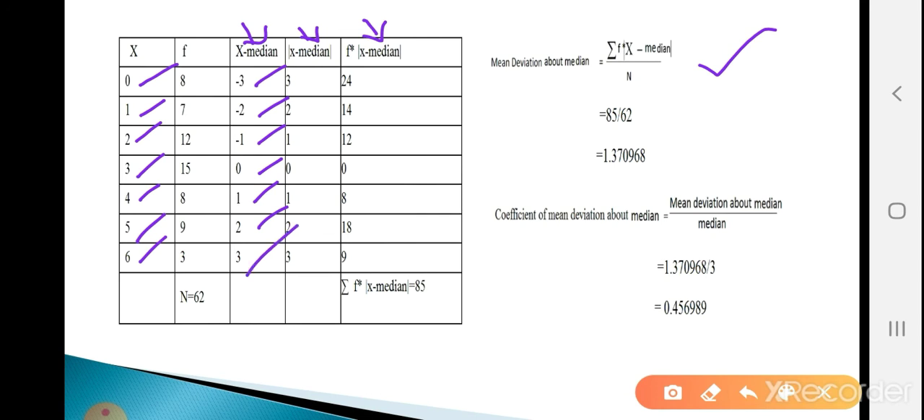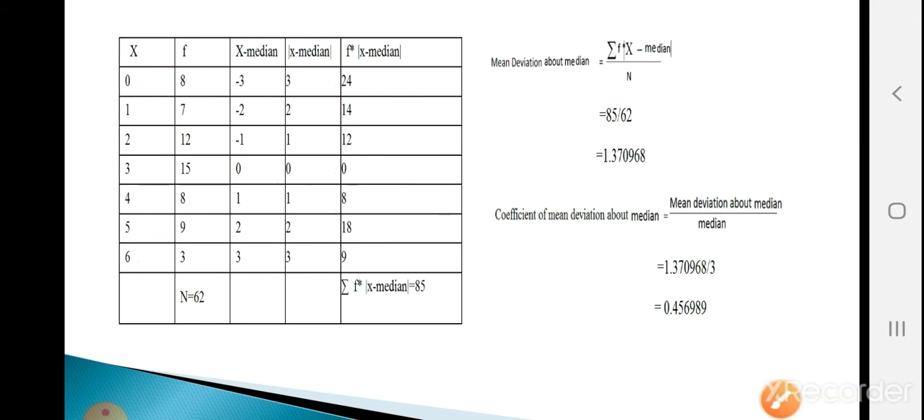Now take the absolute values of x minus median. So the first value of x minus median is minus 3, so the absolute value is 3. Then minus 2, 2. Minus 1, 1. 0, 0. 1, 1. 2, 2. And 3, 3. Now the last column, f into mod of x minus median, means just multiply the f value to the corresponding value of mod of x minus median.